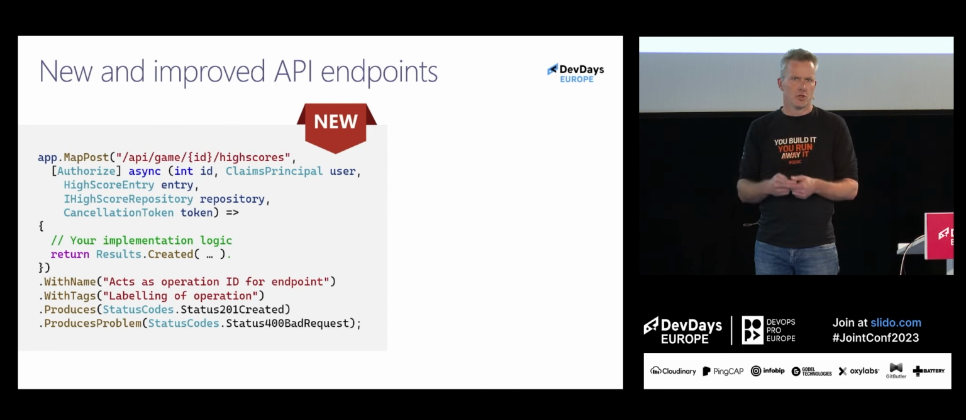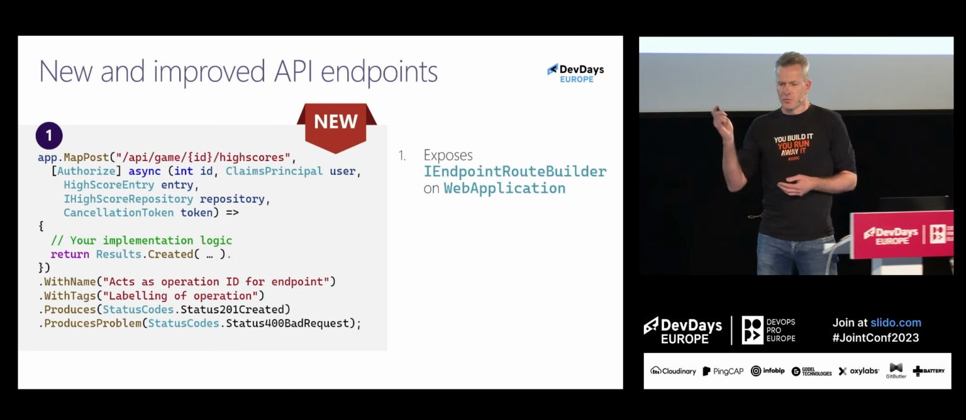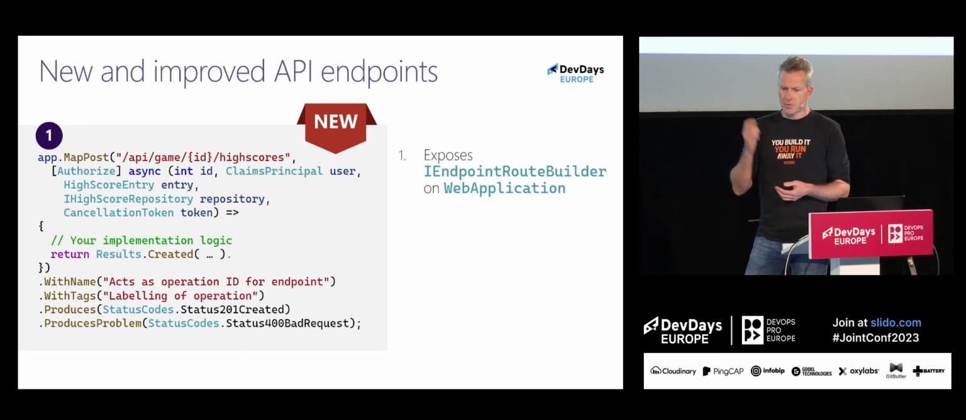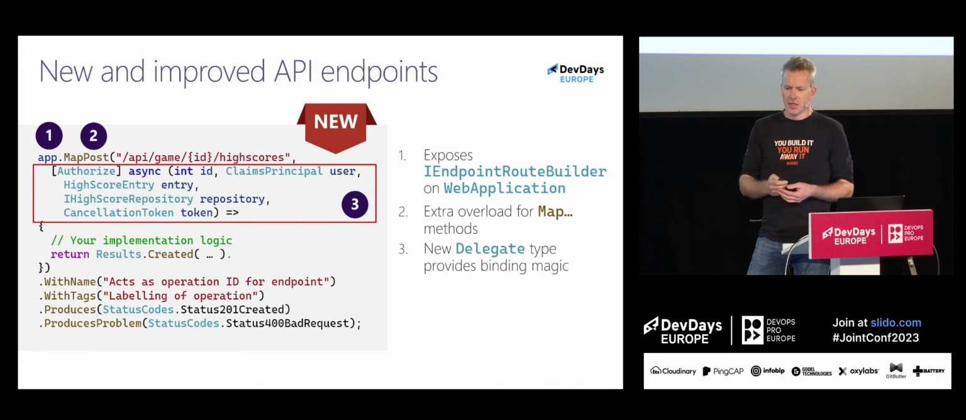So that gives you a lot of new options, and the mapping that you get with this delegate, there's a lot of magic going on. So with this magic, there's all these things that happen inside of a MapPost. So for example, the endpoint route builder that is exposed on the web application, it has the additional overloads for MapGet, MapPost, other things, and it inspects the signature of your method. So in this case, there's the new delegate type.